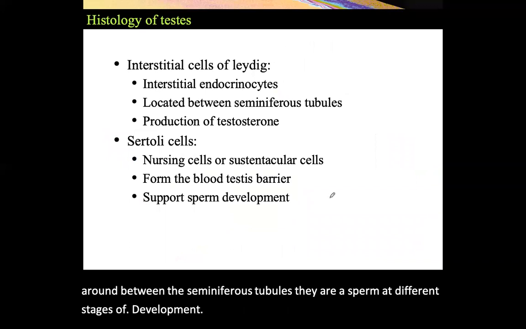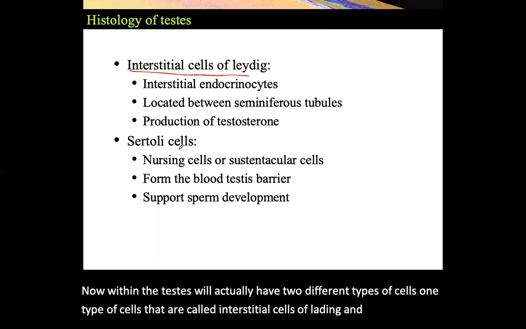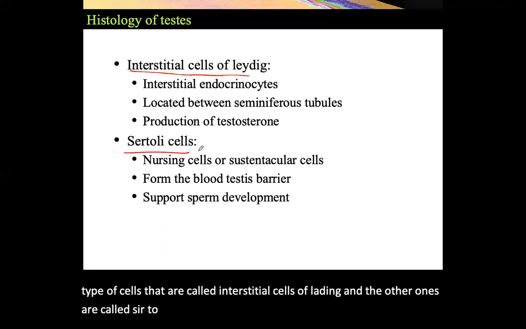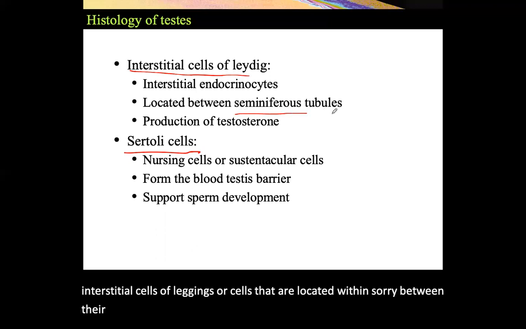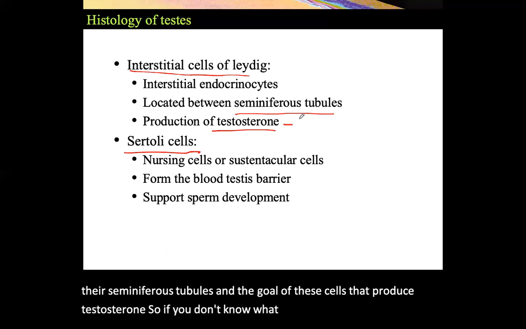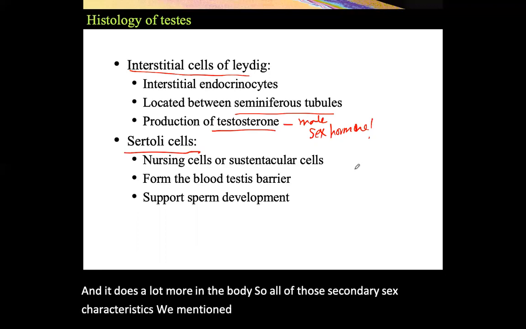Now, within the testes, you will actually have two different types of cells. One type is called the interstitial cells of Leydig, and the other is called Sertoli cells. So what is the difference between these two? Interstitial cells of Leydig are located between the seminiferous tubules, and their goal is to produce testosterone. If you don't know what testosterone is, it's the male sex hormone. It does a lot more in the body. All of those secondary sex characteristics we mentioned earlier are associated with the production of testosterone.